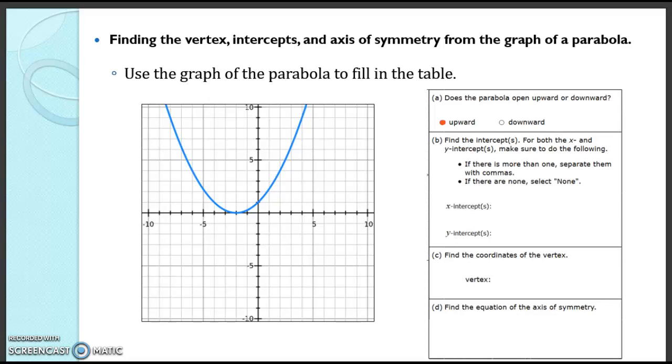Now we're asked to find the intercepts, the x and the y-intercepts from the graph. Well, the x-intercepts are wherever the function crosses the x-axis. That happens right here at this point. That point is -2, 0.